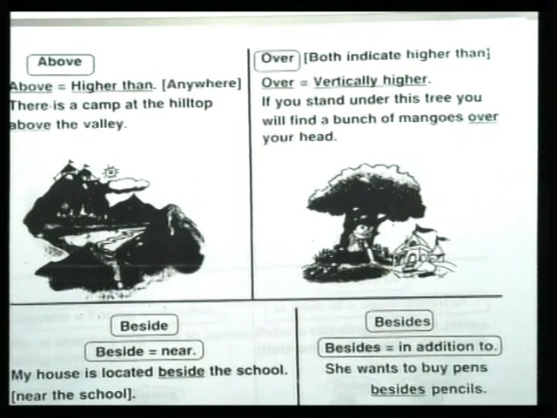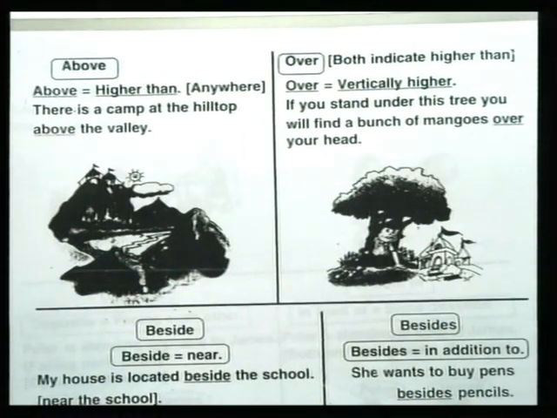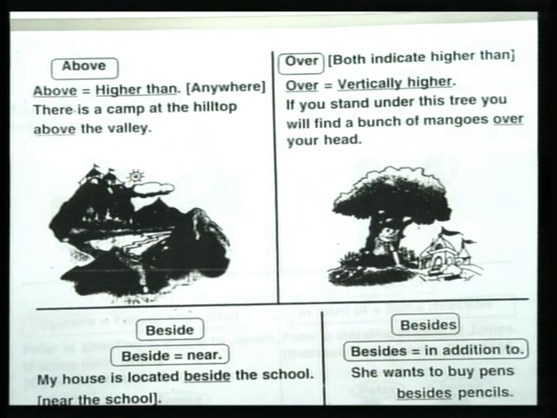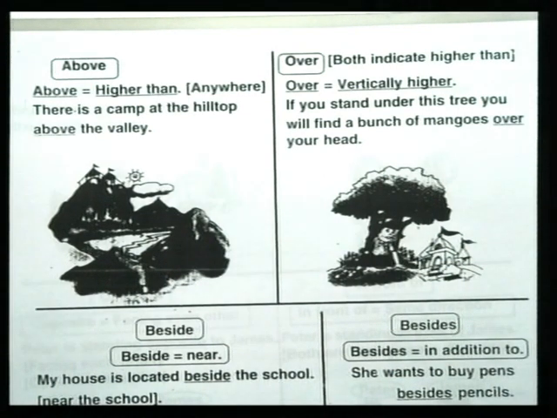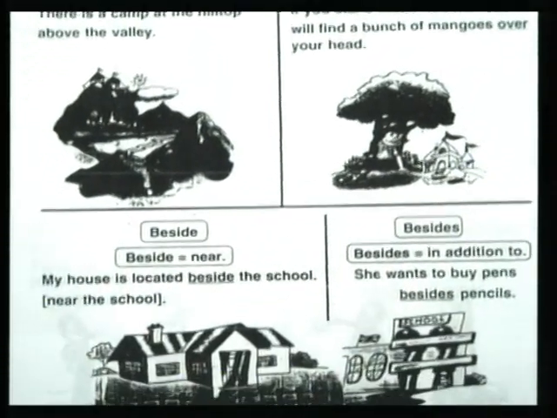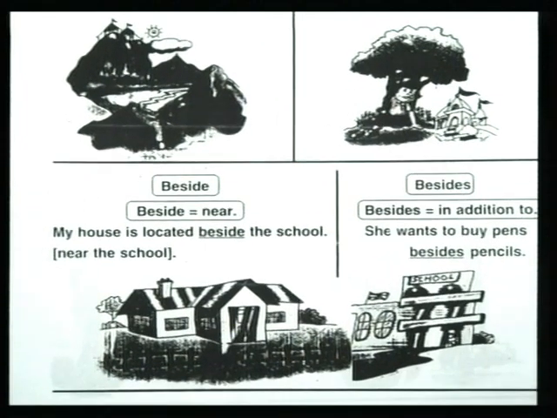Now the next preposition is over. It indicates higher than, that is, vertically higher. If you stand under this tree, you will find a bunch of mangoes over your head. Would you like to pluck them? Then go for it. But be careful that you don't trip.